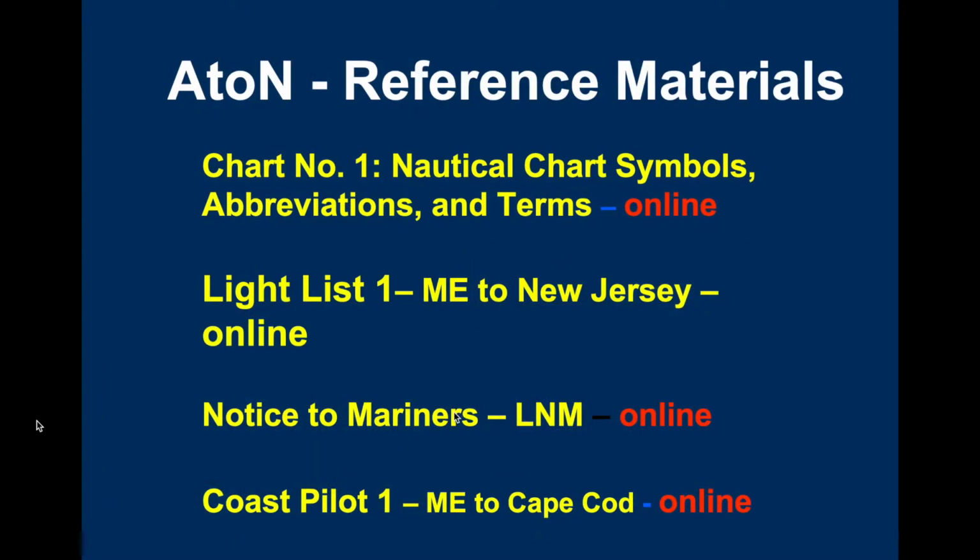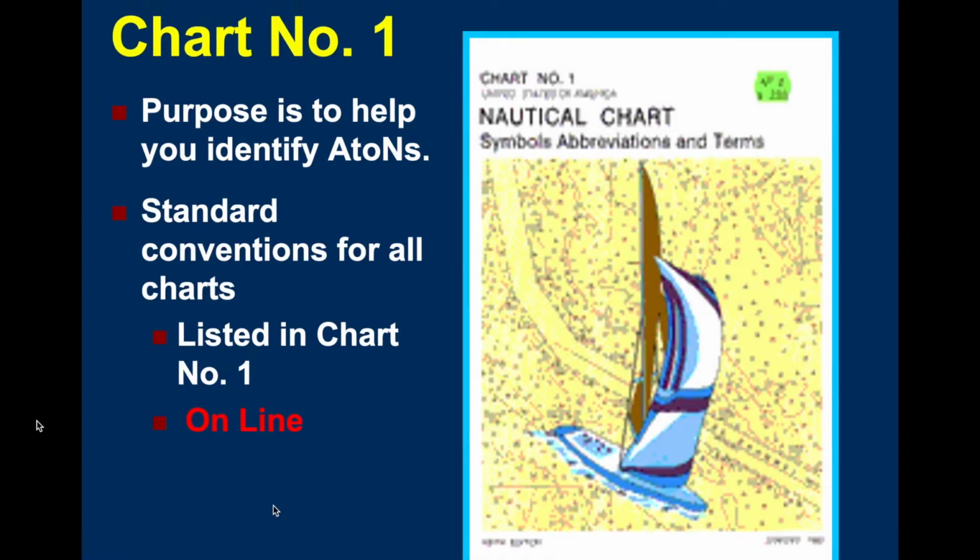All right, let's talk about some reference materials. We're going to go over Chart 1, light lists, Notice to Mariners, and Coast Pilot. So Chart 1, its purpose is to help you identify ATON and any objects or symbols that you see in a chart, abbreviations, terms, anything you see in a chart that you don't understand, that's not explained or very obvious, you reference Chart 1 to find out what that means.